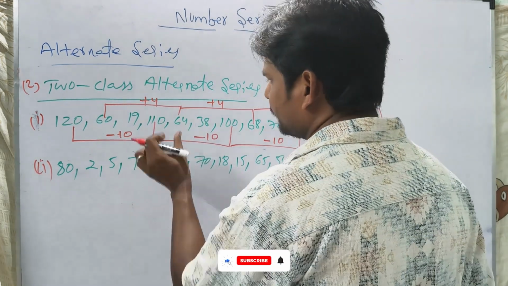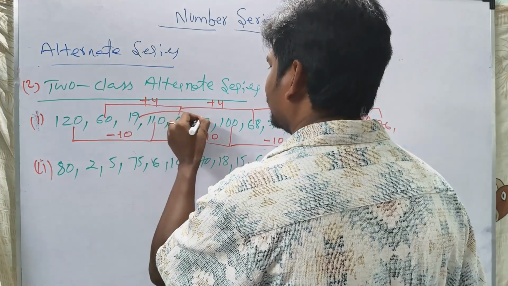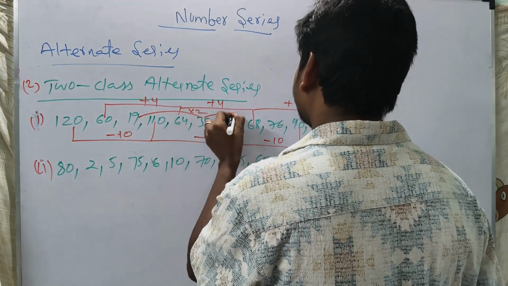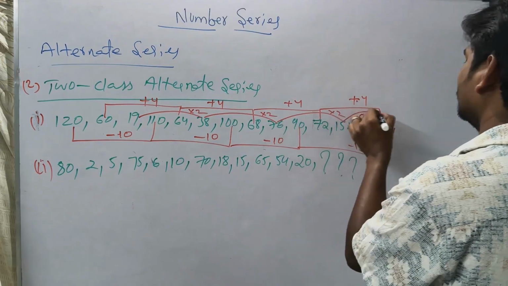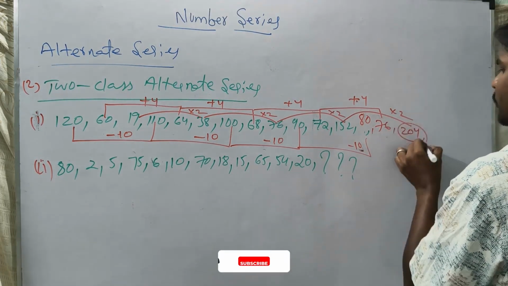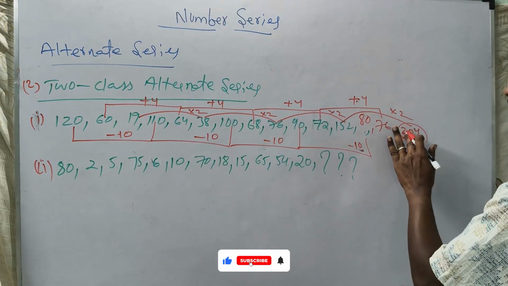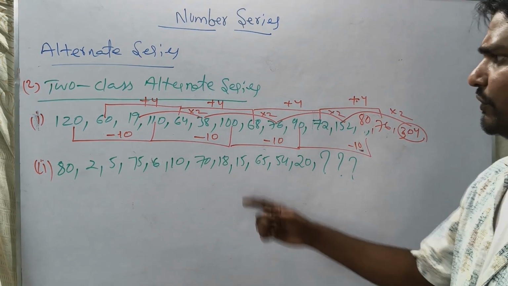We have to leave terms in the two class alternative series, this one. So next, from here to here into 2, correct? Here to here again into 2. Next here to here into 2. Next would also be into 2. Then 152 into 2, 204. Sorry, 304. 304. So like this you will get in your examination.